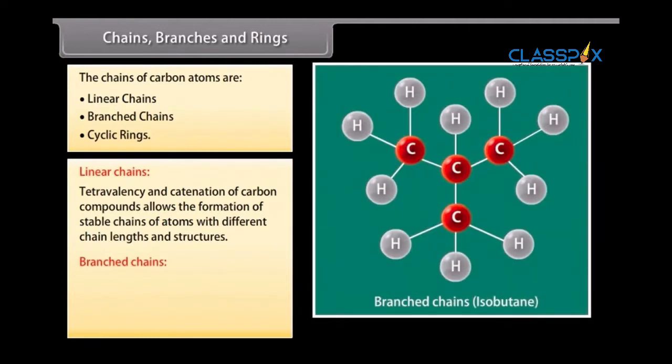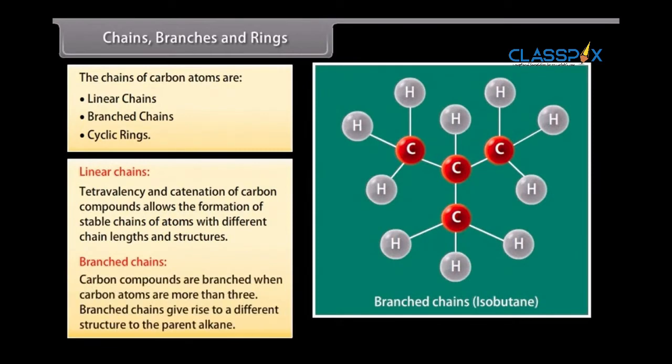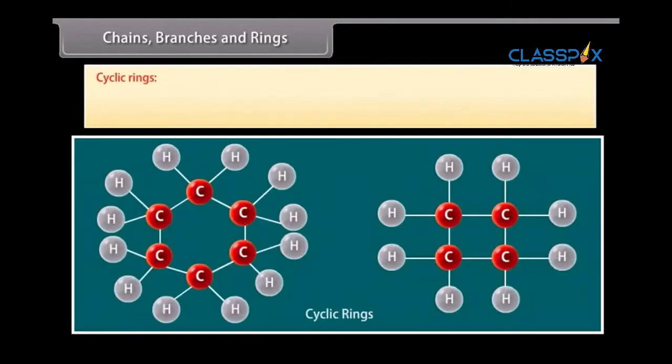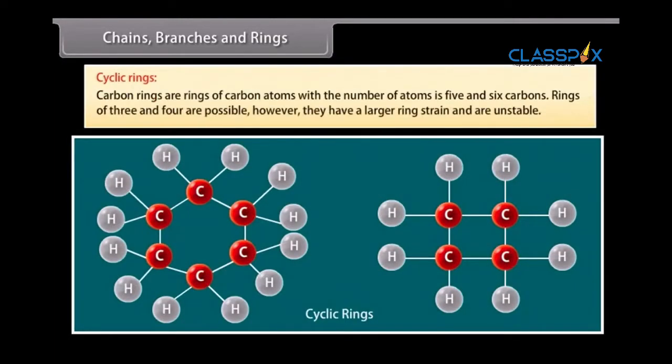Branched chains. Carbon compounds can be branched when the carbon atoms are more than 3. Branched chains give rise to a different structure to the parent alkane. Cyclic rings. Carbon rings are rings of carbon atoms. The number of atoms to form a ring is 5 and 6 carbons. Rings of 3 and 4 are possible, however, they have a larger ring strain and are unstable.